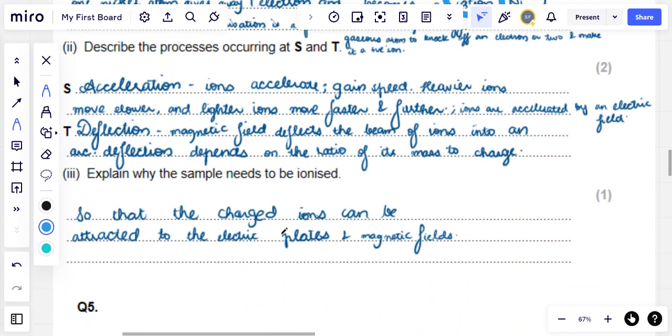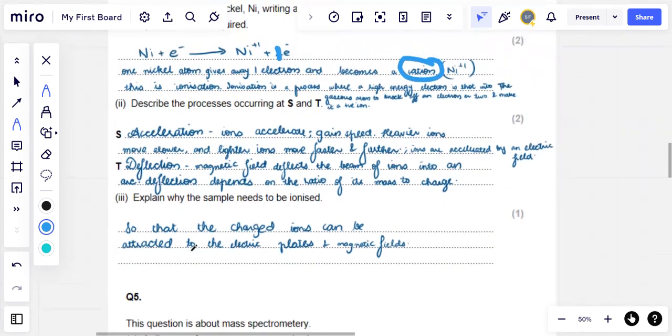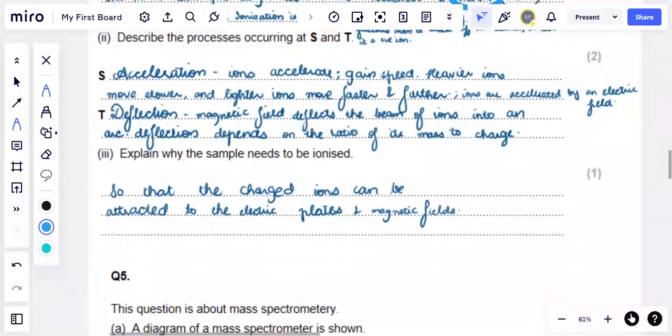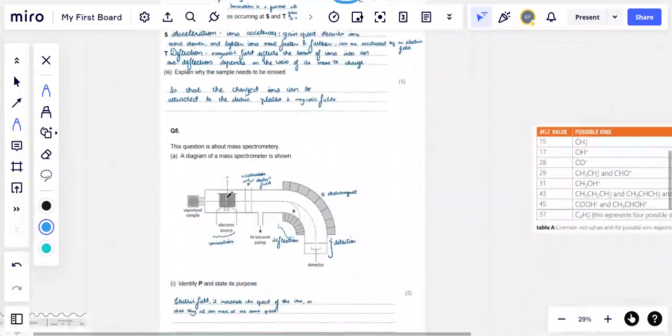Then explain why the sample needs to be ionized: so that the charged ions can be attracted to the electric plates and magnetic fields. If they were neutral, nothing would have been done, right? So you need them to be charged.